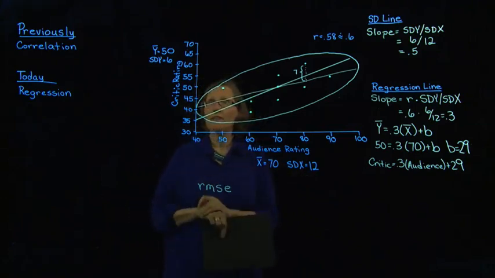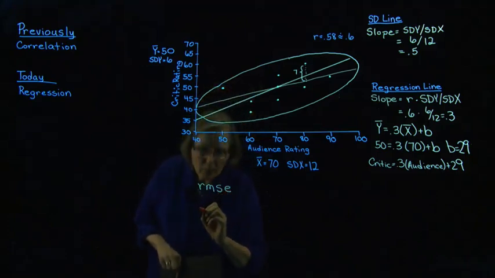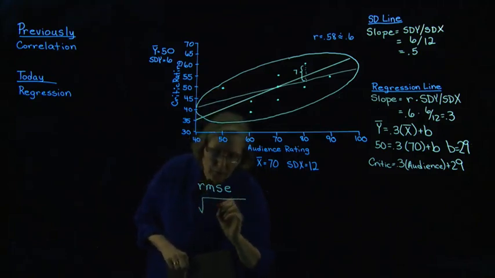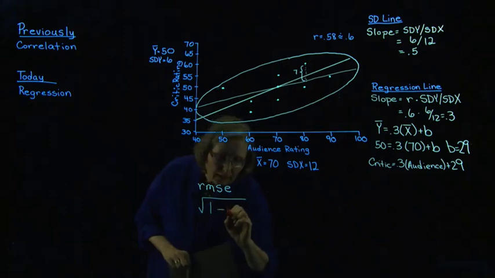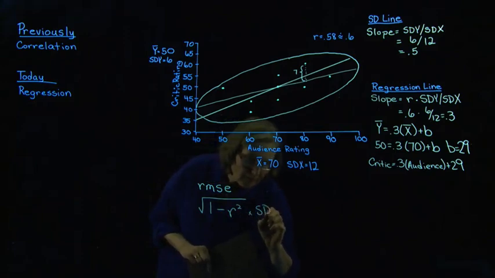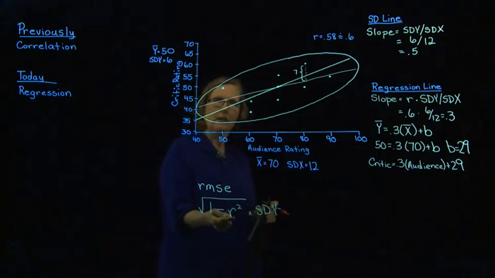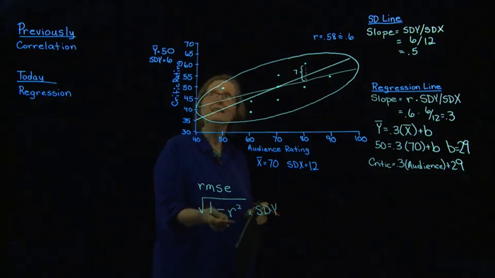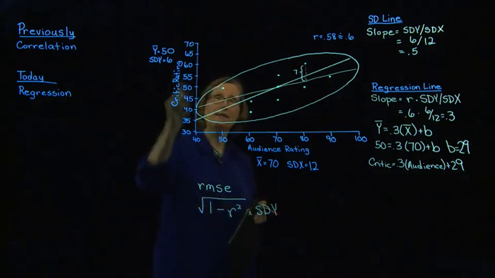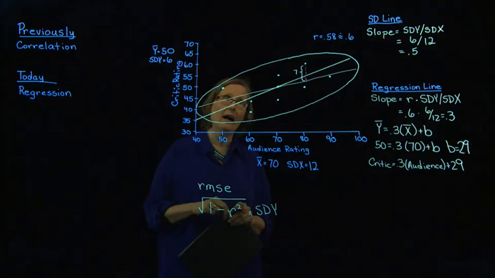But if we've got a lot of data points, we also can approximate it very easily. It's approximately the square root of 1 minus our correlation squared times the SD of y. Our correlation is about 0.6, squared is 0.36. 1 minus 0.36 is 0.64. The square root of that is 0.8 times the standard deviation of y is 6. So that comes out to 4.8. Our average prediction error is about 5.